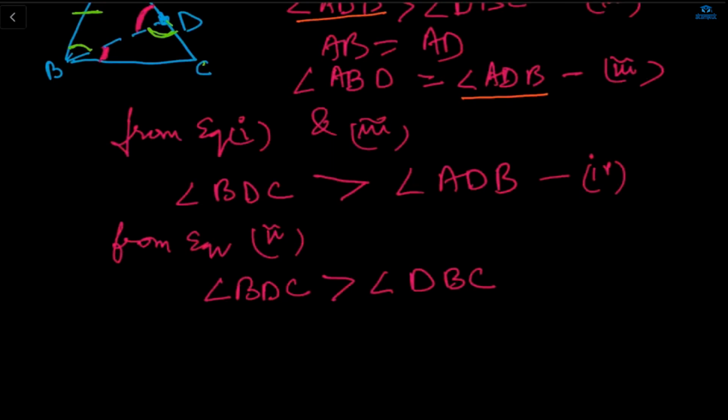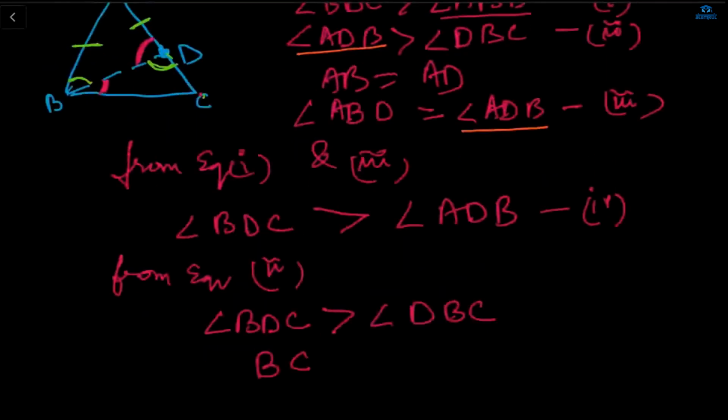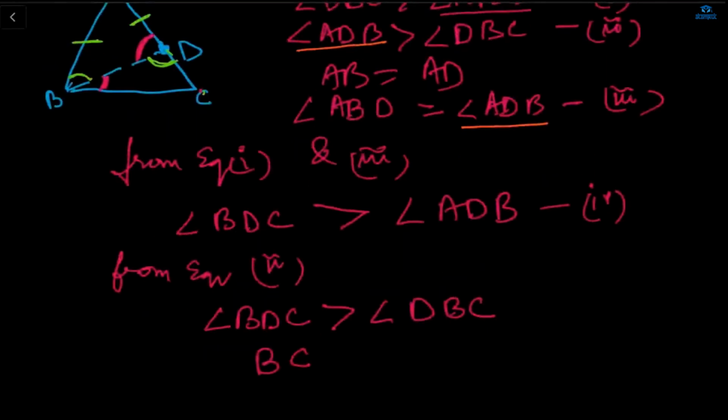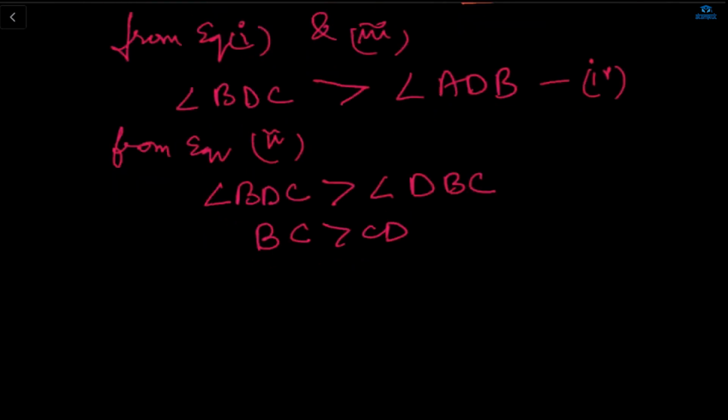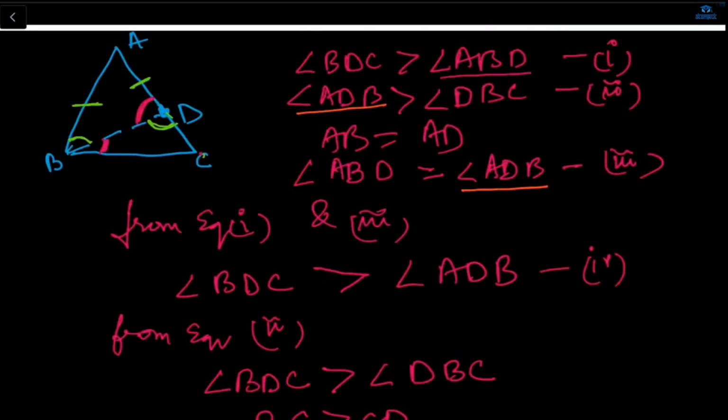So what we will get is a relation with sides: the side opposite to the greater angle will be greater. So BC will be greater than CD. Yes? Yes, ma'am. Okay. BC will be greater than CD. Now, since BC is greater than CD, the two sides are equal, that is, AB and AD are equal. Yes, sir, it's equal.